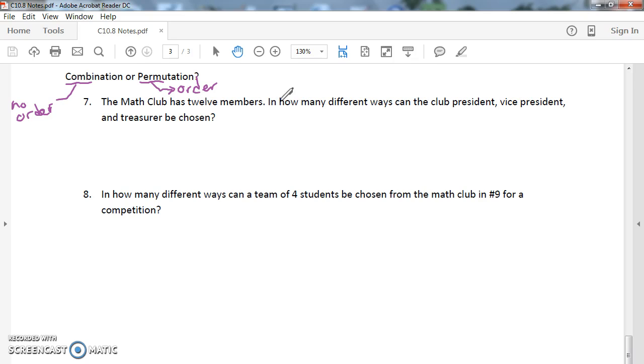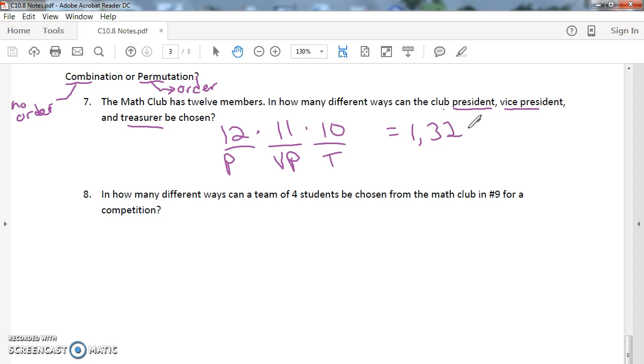So we have the math club with 12 members. In how many different ways can the club president, vice president, and treasurer be chosen? The order matters because those 3 offices are not equivalent. They have different functions that they serve. So with the fundamental counting principle, we could go this way. We could say this is for president, this is for vice president, this is for treasurer. We have 12 members to choose from for here, 11 for here, 10 for here, and that is 1,320.